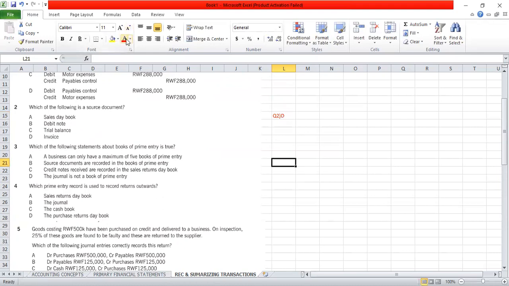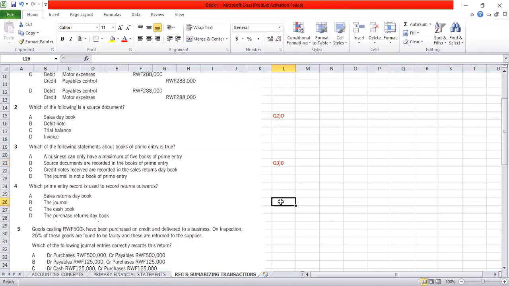Question number 3 stated: which of the following statements about books of prime entry is true? A business can only have a maximum of 5. No, there are more than 5. A source document is recorded in the books of prime entry. Yes. The right answer is B.